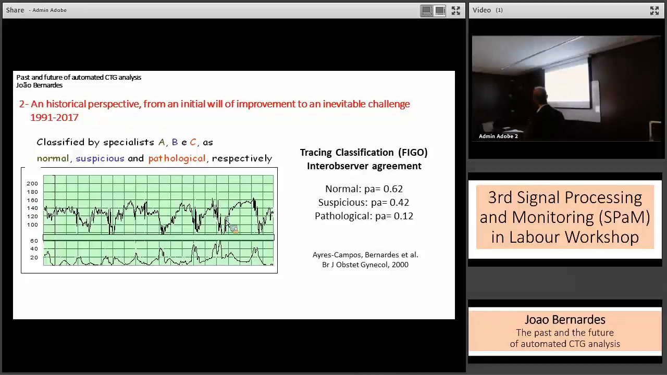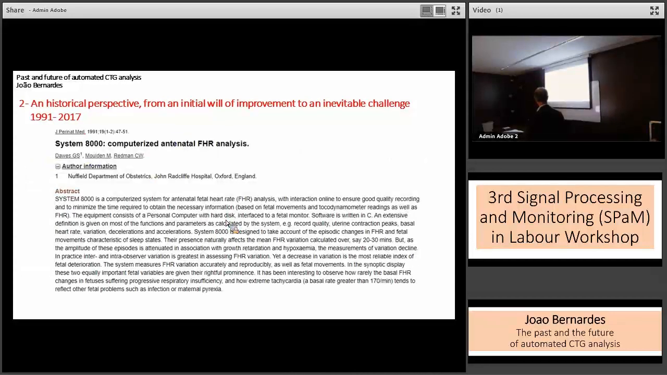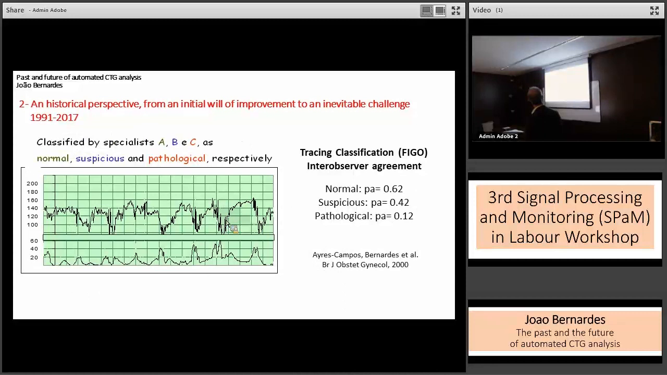Okay, during the same period, other researchers went on with more studies on observer variability of CTG analysis, and this is one example of a paper published by our group in the year 2000, and here is an example again of what you have seen yesterday.